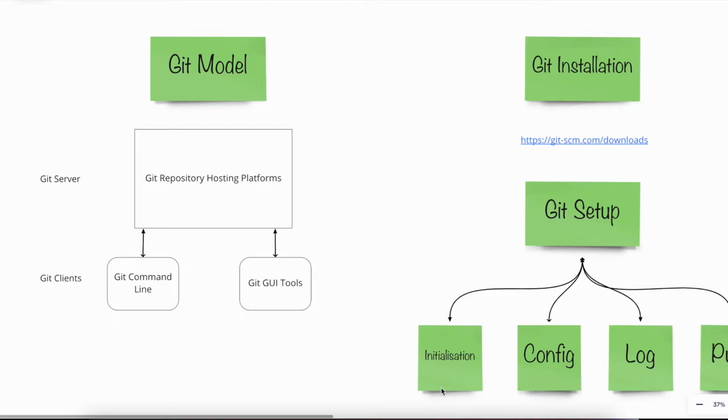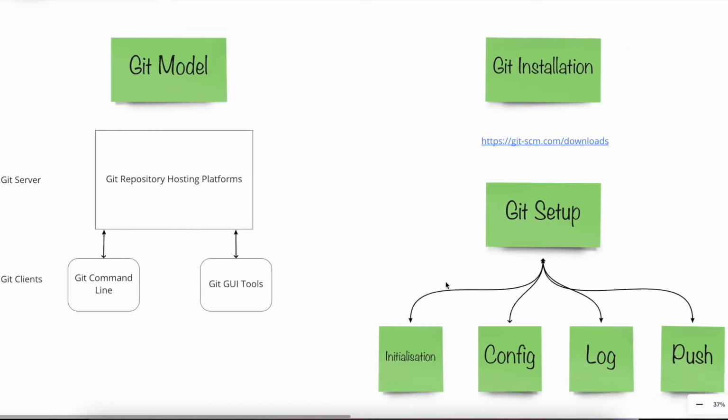Now, Git clients are of two types. One is command line, another is GUI tools. For this video, we are going to learn about Git command line. So, now this is the Git model. Let us go to the installation of Git.